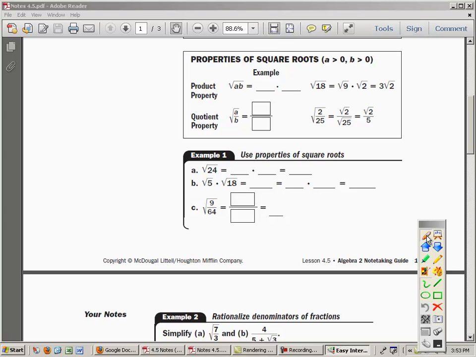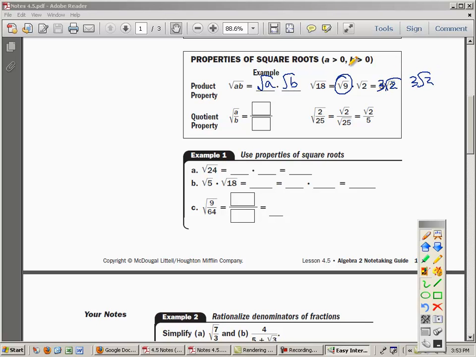All right, properties of square roots are as follows. First of all, the square root of a times b is the exact same thing as the square root of a times the square root of b. An example of that would be the square root of 18, which is the same thing as the square root of 9 times the square root of 2. Now, the square root of 9 does simplify. What is the square root of 9? Well, it's 3. And the square root of 2 does not. That's an irrational number, so we're going to leave it as 3 radical 2.